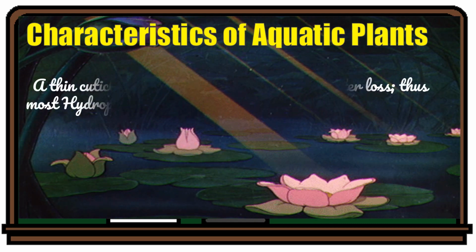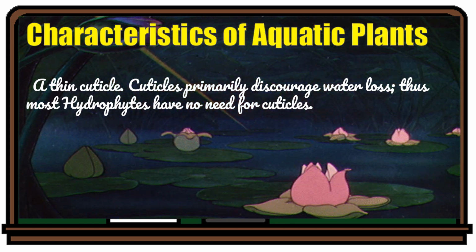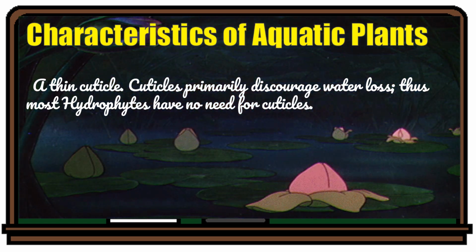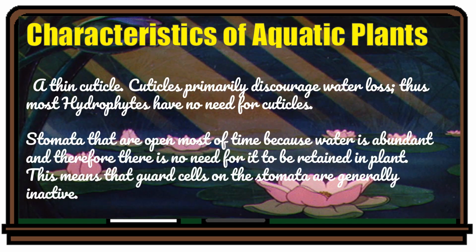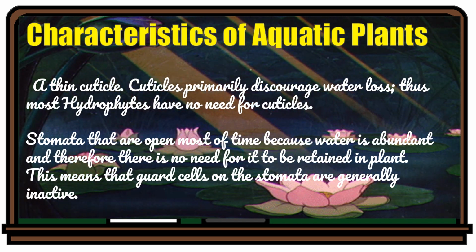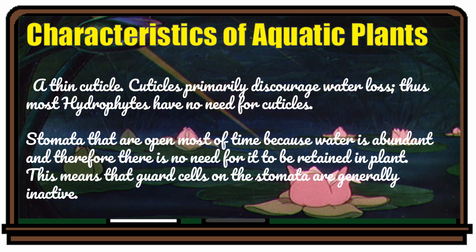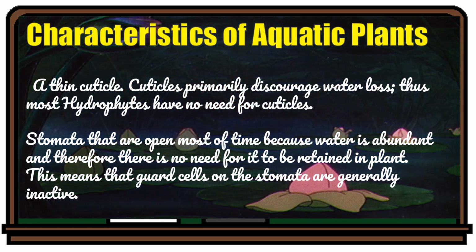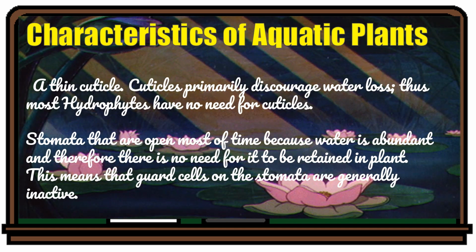Aquatic plants have a thin cuticle. Cuticles primarily discourage water loss, thus most hydrophytes have no need for cuticles. Another, stomata that are open most of the time because water is abundant and therefore there is no need for it to be retained in the plant. This means that guard cells on the stomata are generally inactive.